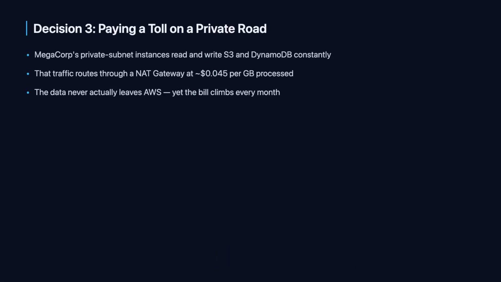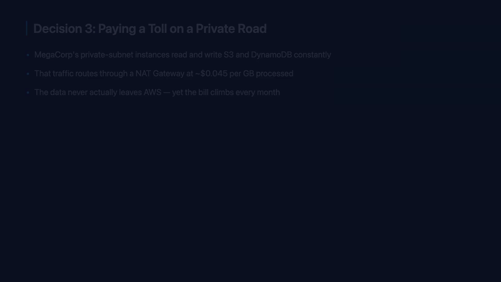Decision 3. Megacorp's procurement servers stored in private subnets and read and write S3 and DynamoDB constantly. To reach them, that traffic was routed through a NAT gateway, which charges about 4.5 cents per gigabyte it processes. And here's the thing nobody questioned: that data never actually leaves Amazon Web Services. It's going from EC2 to S3, both inside the same account, but the bill climbed every single month anyway.